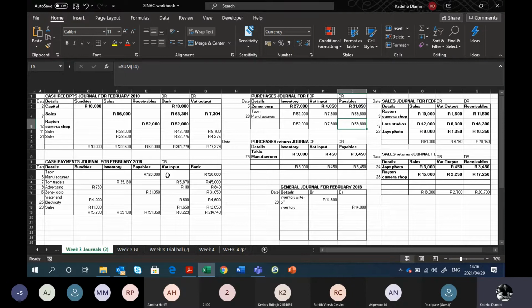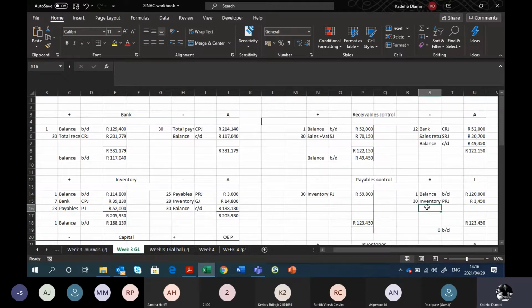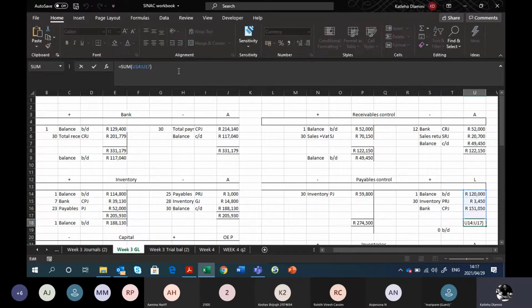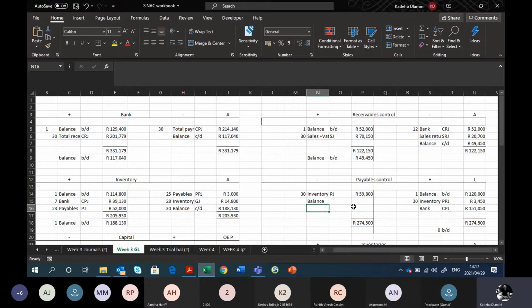So now for my payables, I'm only left with my cash book payments, which is also going to decrease it. So I'm also going to put it on this side, CPJ, and that amount was, okay. As you can see, my payables, this side is bigger than the other side, right? So I'm going to take that side, make sure that's that side. Then I want to put balance on this side. It's going to be this amount minus this amount.